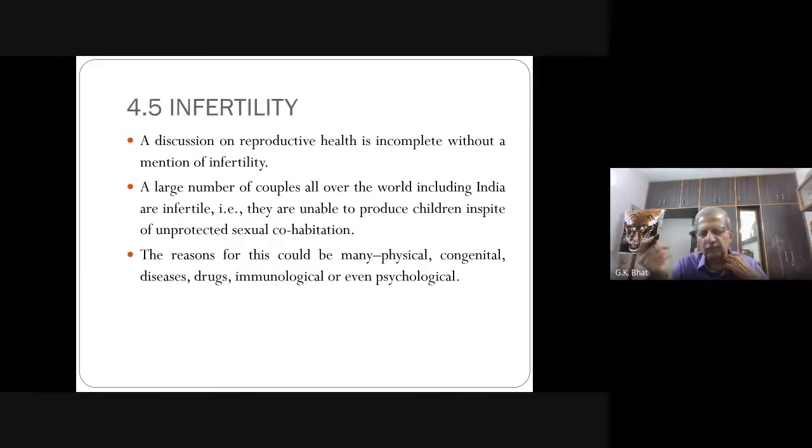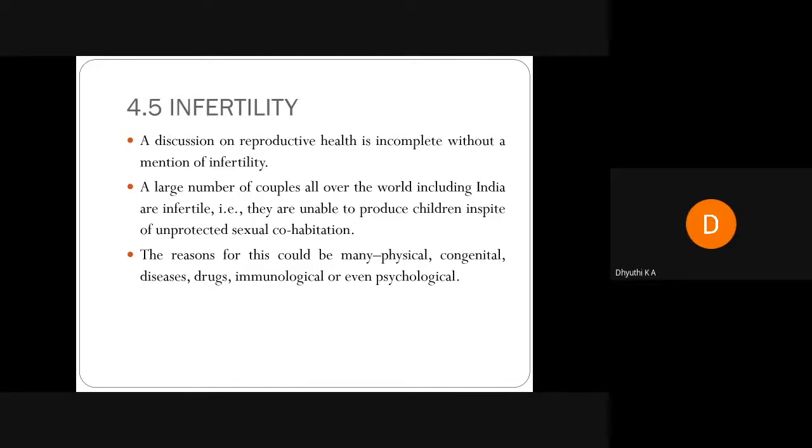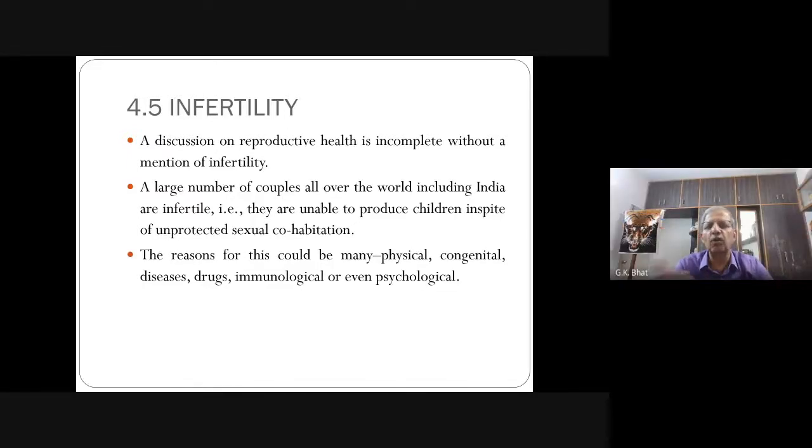What is infertility? A couple not getting children. But who is generally blamed? If the couple does not get a child, who is blamed? The lady or the girl. Wife. Mother is cursed, but not the father. Not the husband. In our society, that is the fact. But the problem may be with the father also, the husband also. The problem may be with the wife also, or with both.